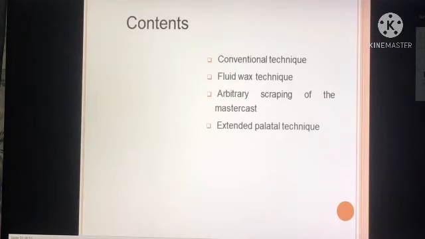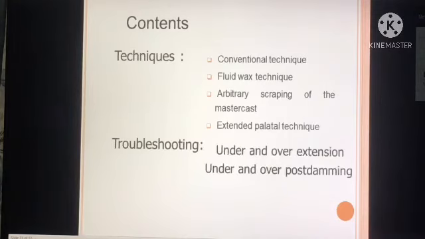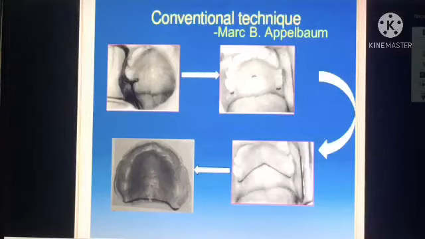That is basically 4 techniques: the conventional technique, fluid wax technique, arbitrary scraping of the master cast, and extended palatal technique, and troubleshooting the errors that we face while recording the posterior palatal seal, that is under and over extension and under and over post damming, and also how to correct them when you have recorded an improper posterior palatal seal. The first technique that we are discussing is the conventional technique, which was suggested by Mark B.